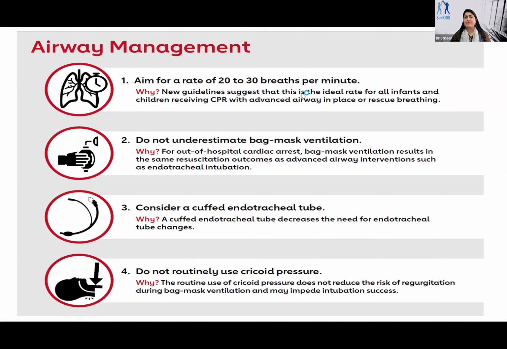Always consider bag mask ventilation as your first way of providing rescue breaths before considering intubation. Be prepared and then intubate. We will talk about more nitty-gritties when we take a respiratory emergencies lecture. Consider a cuffed endotracheal tube. It is safe to be used even in younger babies, and do not routinely use the cricoid pressure.